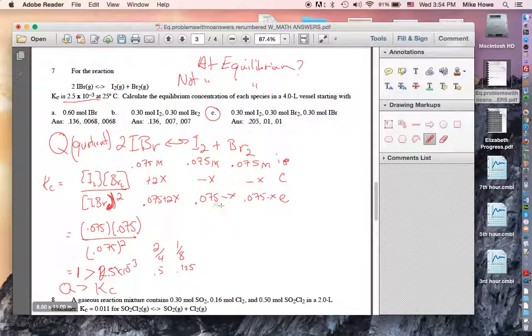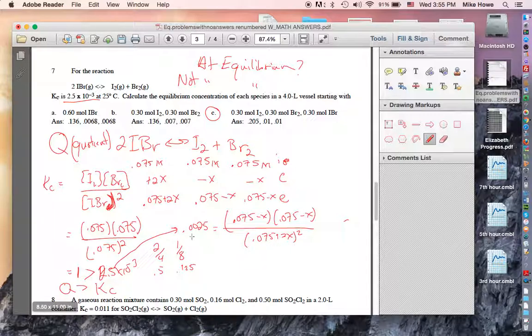So on the top, you'd have I2 is 0.075 minus x, and the Br2 would be 0.075 minus x, and then 0.075 plus 2x would be squared. And that would all equal the equilibrium constant of 0.0025. Notice I just changed this from scientific notation to regular notation.